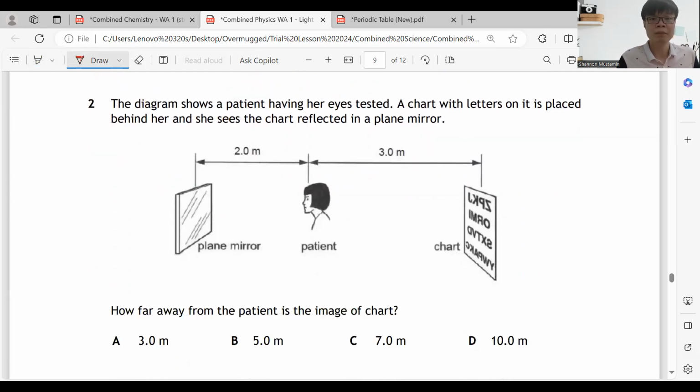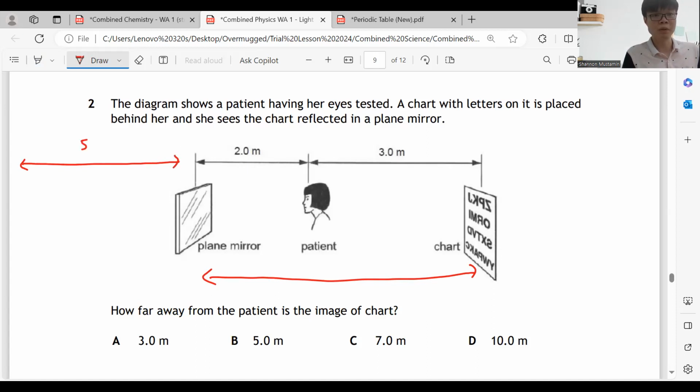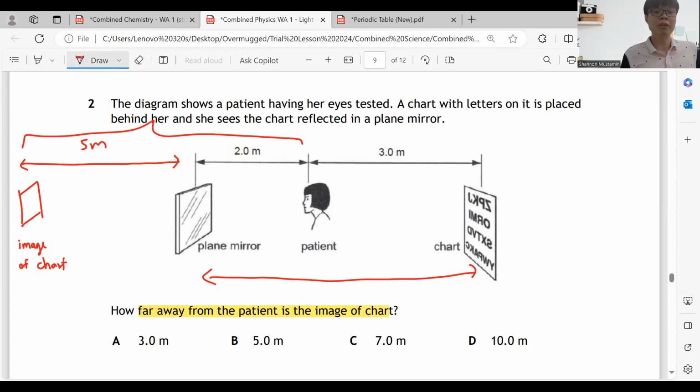Second one. How far away from the patient is the image of the chart? The chart and the mirror are 5 meters away from each other. The object and the mirror, 5 meters apart. The image of the chart and the mirror should be 5 meters also. The second key concept: distance between object and mirror is 5, distance between image and mirror also 5. Then now you can answer, how far away from the patient is the image of the chart? They are just asking you to calculate this. 7, 5 plus 2.